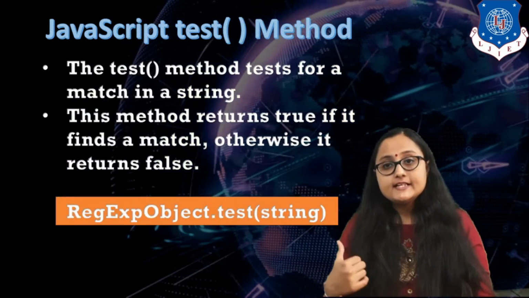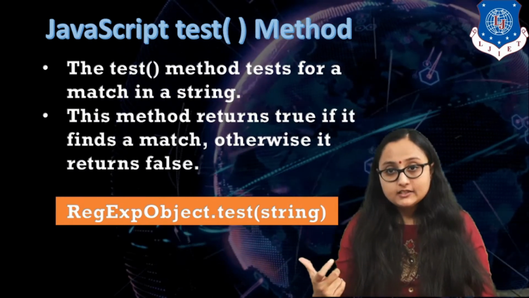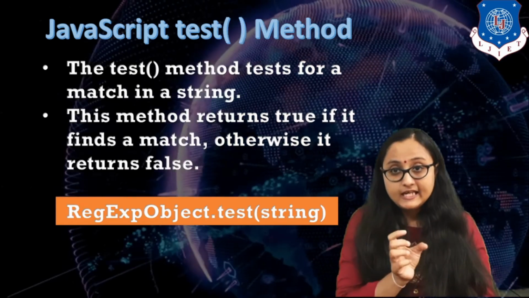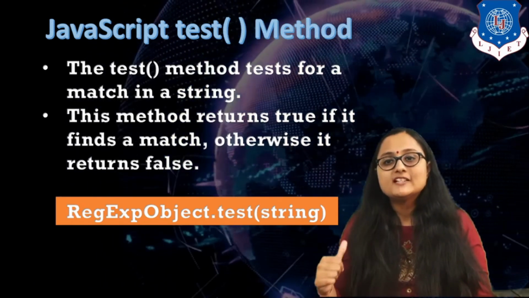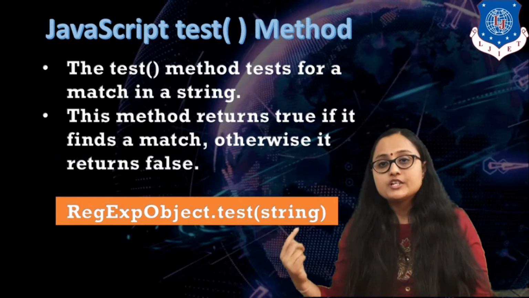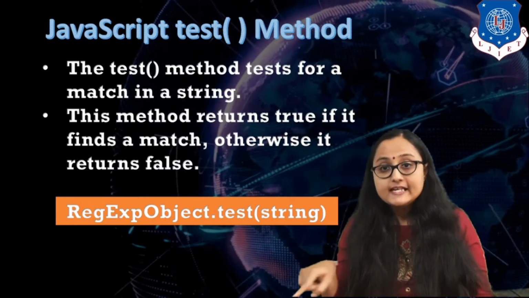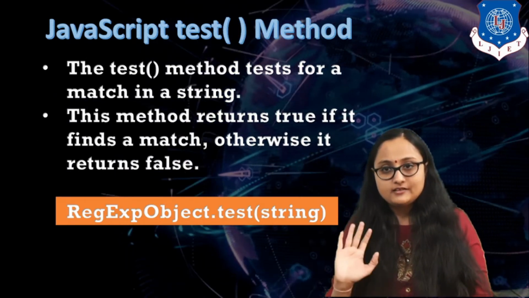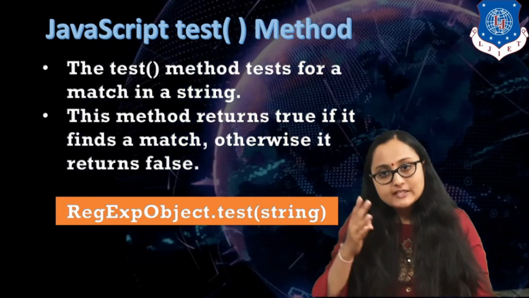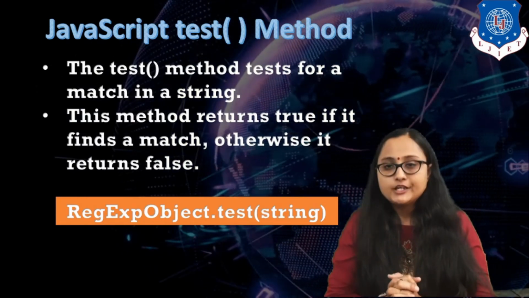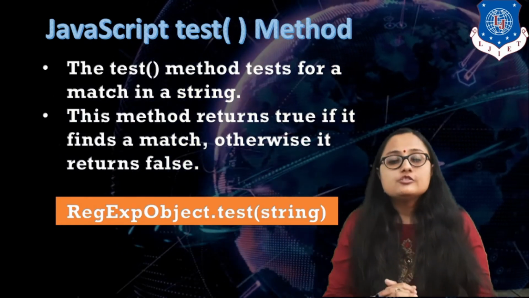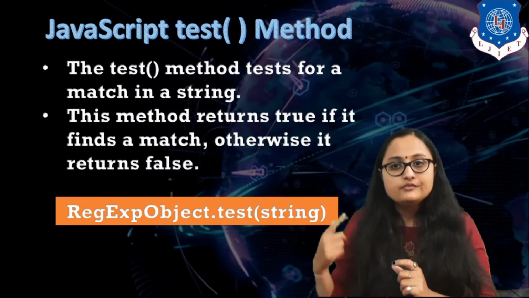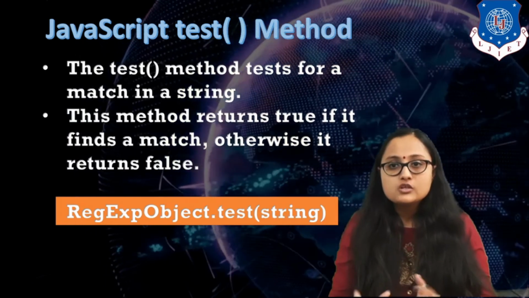So what is the syntax? Your regular expression object, whatever object in which you have stored the pattern, that object name dot, you have to call this method test, and inside test whatever string you want to match against the pattern, that string you have to pass inside this test method, right? So object name dot test, inside the bracket you have to pass the string. So this test method will compare this string against the pattern, will return either true or false according to the match.